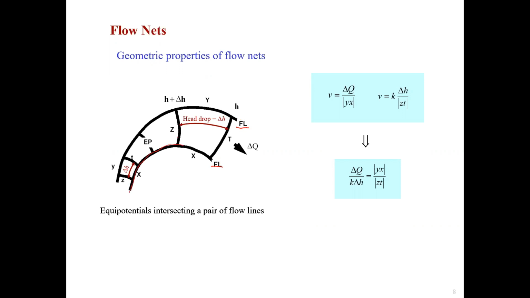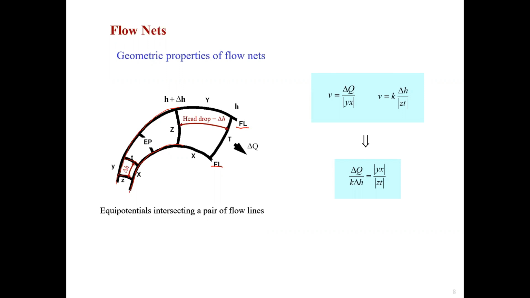That's one flow line, that's another flow line, and they intersect with the equipotential lines. That's one equipotential line, that's another equipotential line. Clearly, the flow through this flow tube must be constant. As the tube narrows, from the right-hand side to the left-hand side, the velocity must increase. Only in that way do we keep the flow constant.